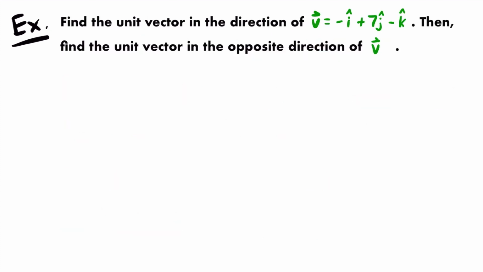All right, so for this example, we want to find the unit vector in the direction of vector v, and vector v is equal to negative i plus 7j minus k, and then we want to find the unit vector in the opposite direction of v as well. All right, so we'll do each of these one at a time.